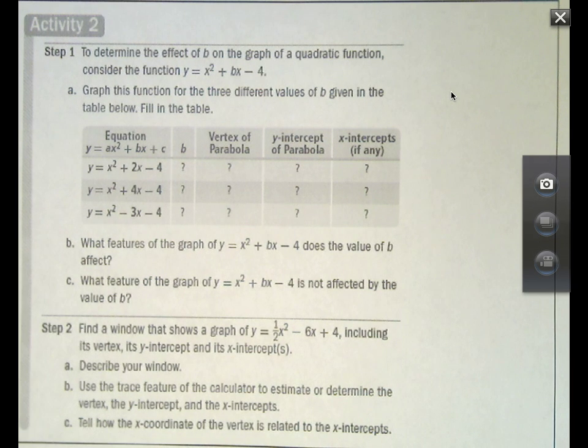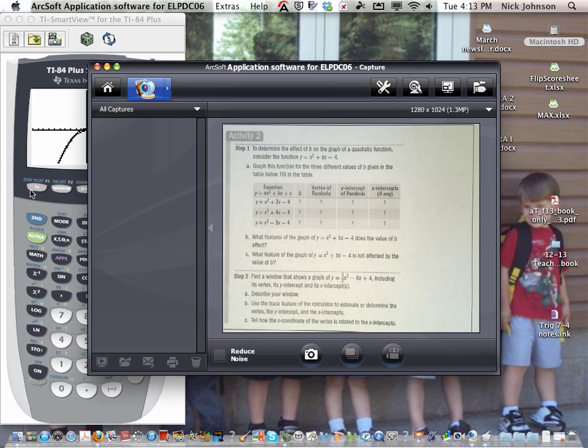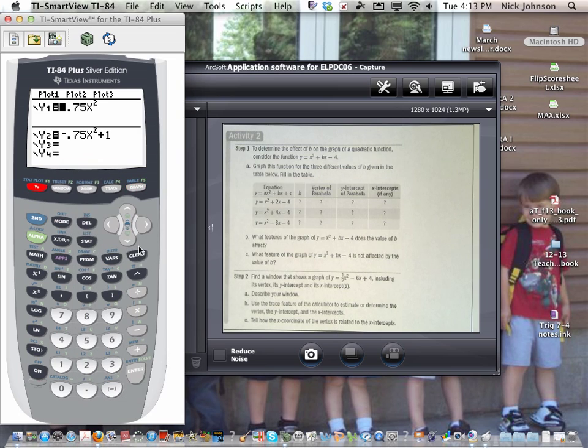Let's look at activity 2. Determine the effect of b on the graph of a quadratic function. Consider the function y equals x squared plus bx minus 4. Graph this function for 3 different values of b given in the table below. Fill in the table, okay? So, let's type these into our calculator, and I'm going to do these just one at a time, okay?